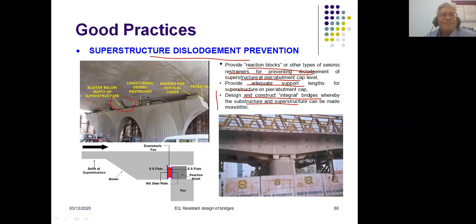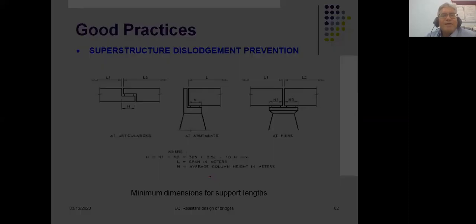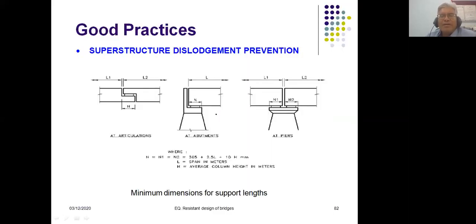So we can see such kind of blisters that are to be provided. A longitudinal restrainer is provided. Vertical and pedestal are there. You can also go for providing an elastomeric pad, bearing pad, just to control, and this is the reaction block. Right? These kinds of devices need to be provided. For prevention of dislodgement, various kinds of connections from superstructure to superstructure and superstructure to substructure need to be provided, such as holding down bars or linkages. Enough seating widths also need to be provided.